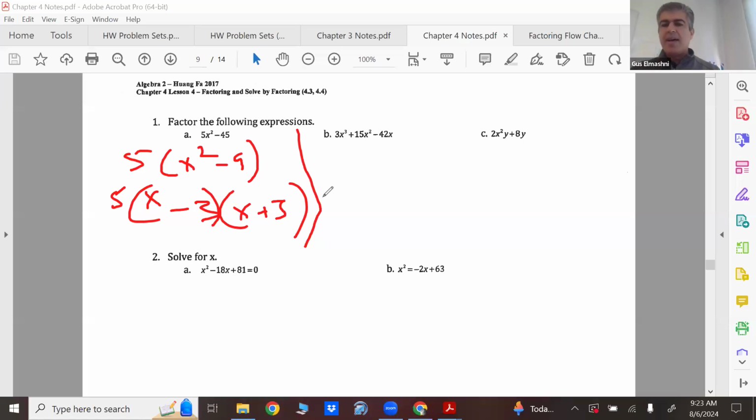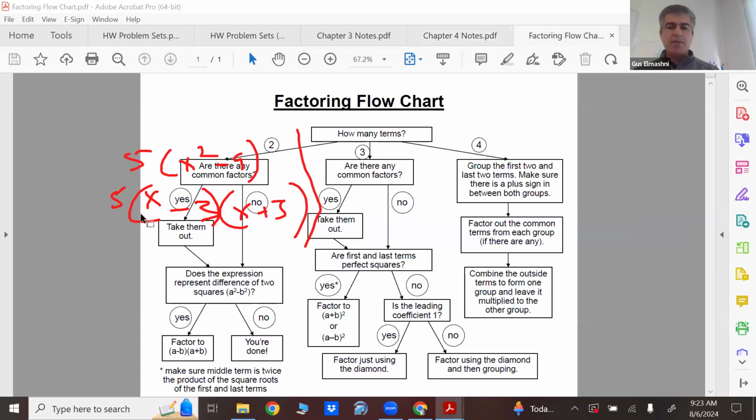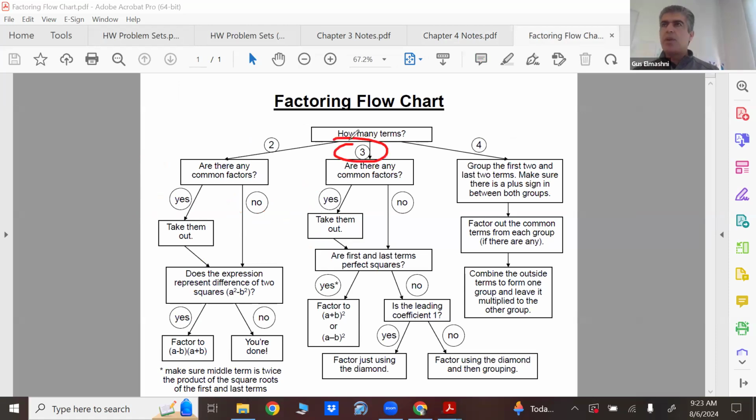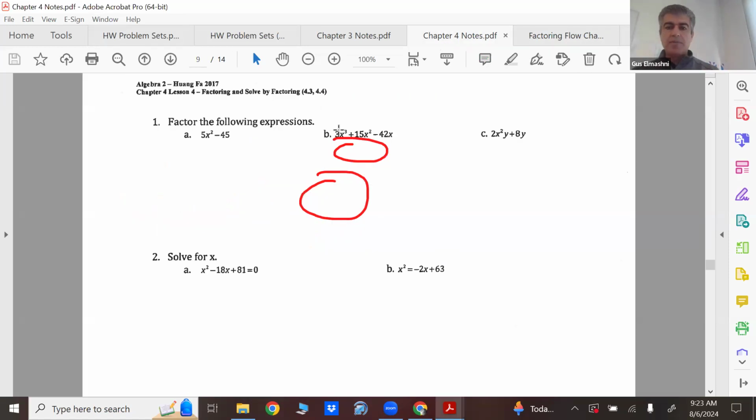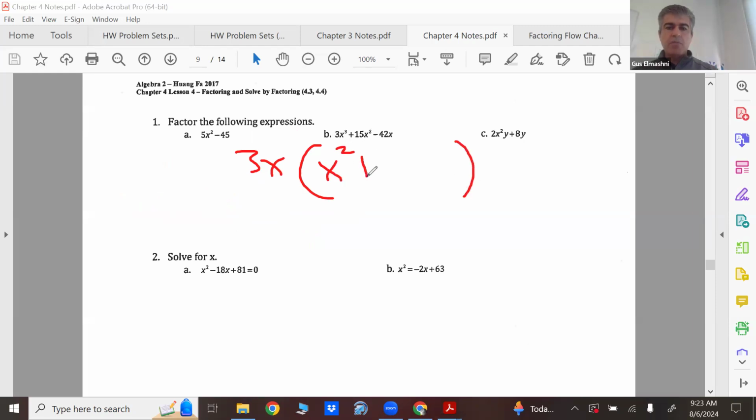So for B, okay, you have three terms. So I look at my flowchart. Here's my flowchart. Now I have three terms, right? Before I get too carried away, I look for common factors and pull them out. What are my common factors here? Pull them out. So it's 3x. So it's x squared plus 5x minus 14.